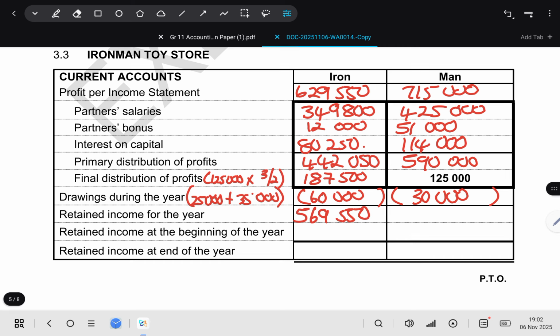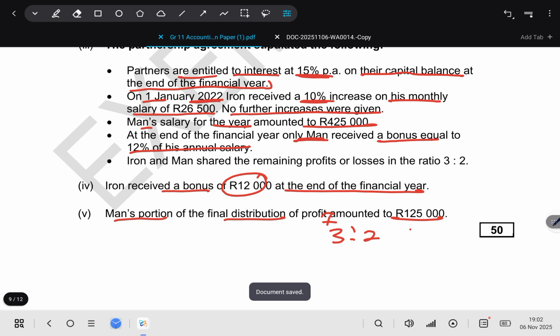So I'm going to repeat. If we say 629,550, and then we say minus 60,000, it gives us 569,550. And then when we go to men, we're going to say 715,000 minus 30,000, which gives us 685,000. Okay, let's see, 715,000 minus 30,000, 685,000. Now let's check their balances at the beginning.